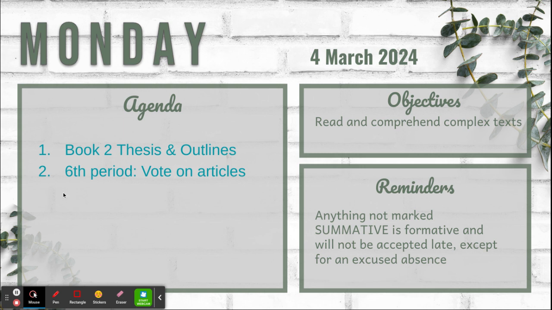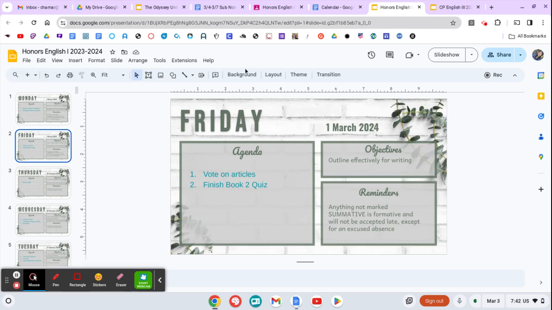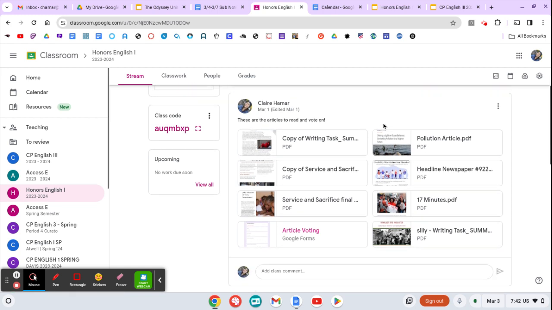And then in second period, we started voting on the articles for the service and sacrifice unit. Sixth period, go ahead and work on that today after class, or since today's assignment, the Book 2 thesis and outline, we'll take Monday and Tuesday. You might want to put it off until Tuesday if you have extra time after the thesis and outline assignment. So sixth period, or if you're in second and you were gone, all of the voting stuff is on the stream page.